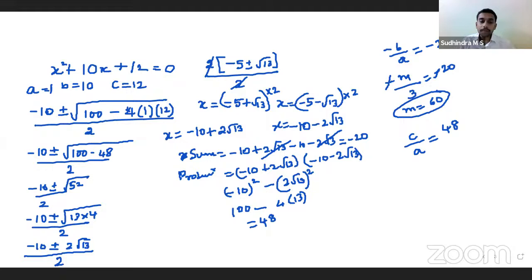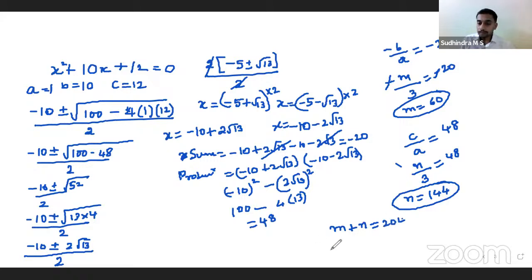What is the value of c? n. Value of a? 3. n by 3 is 48. n is 48 times 3, which is 144. They are asking us the value of m plus n. 60 plus 144, 204. Everyone understood? Yes, sir. Complete this.